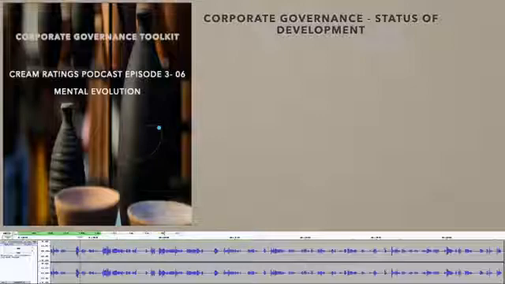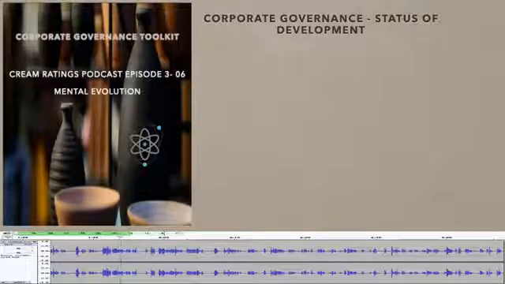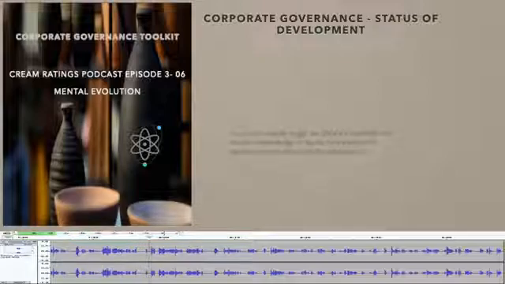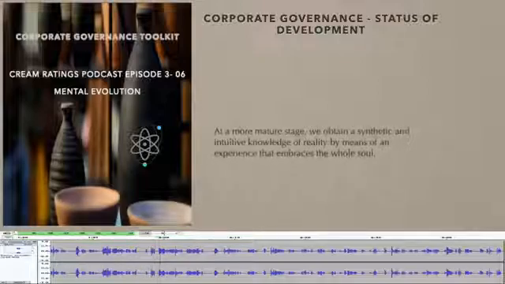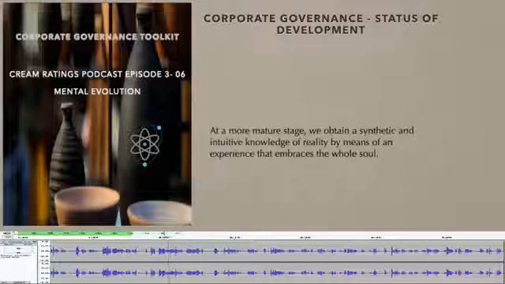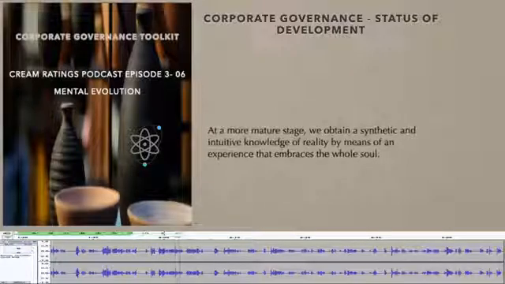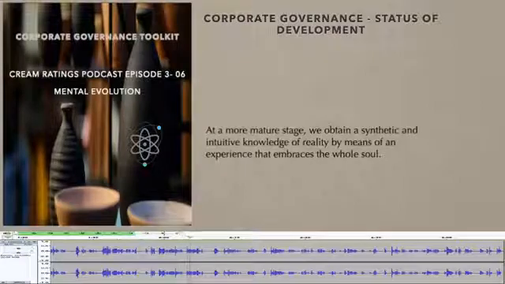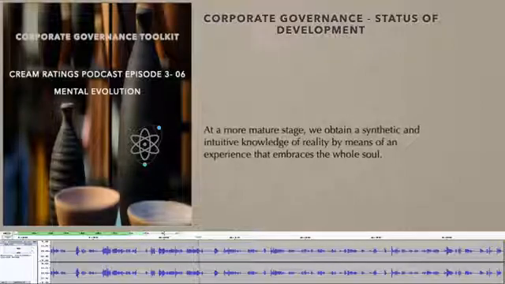This is where we have to come out of it. We are in the dialectical stage when we argue and derive conclusions from the observed data. This is what we can do. That's what we are doing. Then the book says, at a more mature stage, we obtain a synthetic and intuitive knowledge of reality by means of an experience that embraces the whole soul.